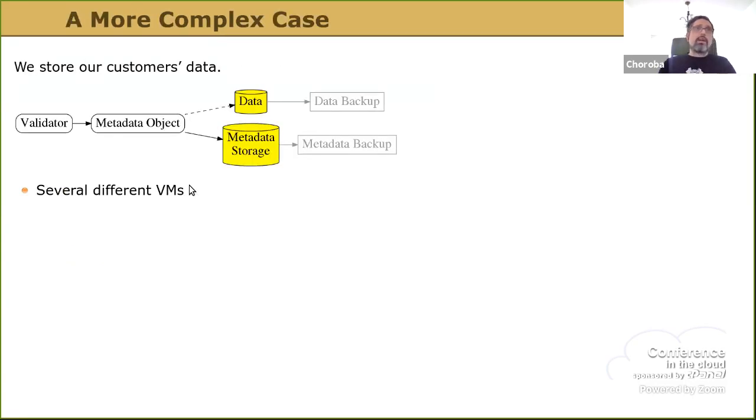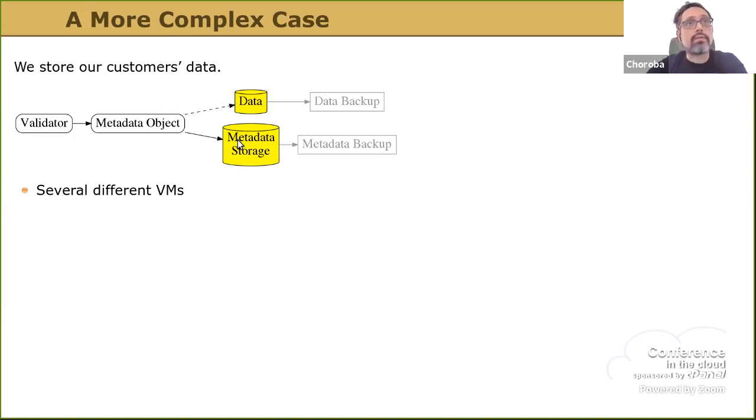So now I'll show you a more complex case, which is what we do at GoodData. We store our customers' data, and this database on the top stores the data, and we store the schema of the data in another database. It's this metadata storage. And we have several different virtual machines, all of them with different purposes and with different parts of the code available.